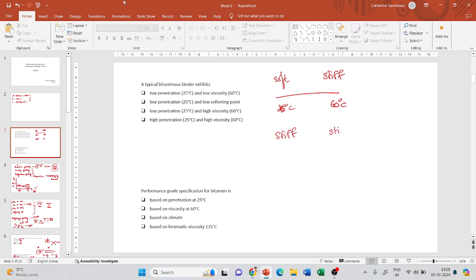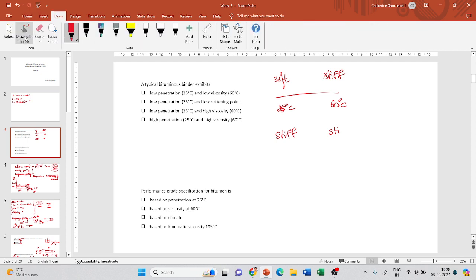So I should say it the other way around. Okay, so let us say at high temperatures my bitumen is stiff, which is what I want. But what will happen in reality, at low temperatures it will be even more stiffer. So if this condition is satisfied, it will fail in this case, at 25 degrees Celsius.